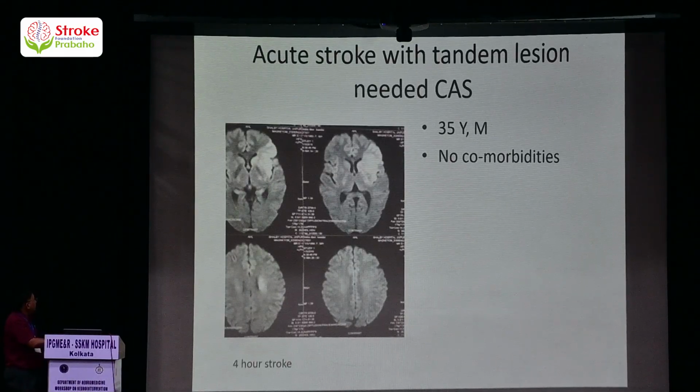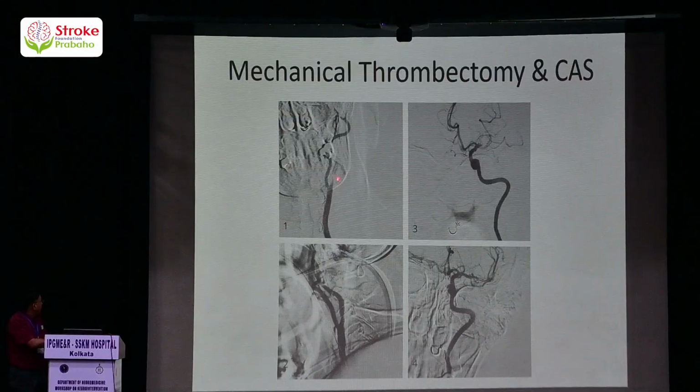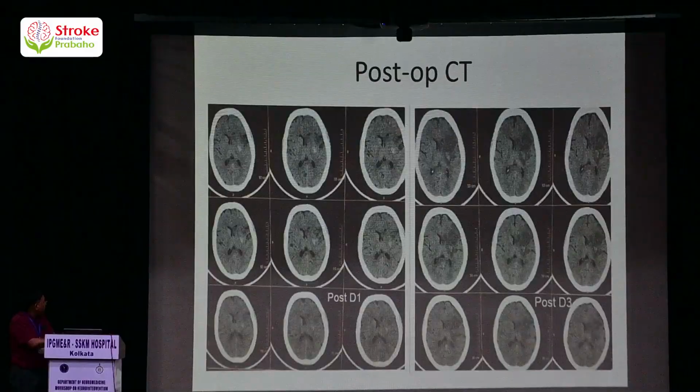So this is one of the cases, a 35-year-old male without comorbidity, and you can see the infarct in the superior division of the MCA. It is a flame-shaped dissection. The patient does not have any vascular risk factor. There is an M1 occlusion here. So here we have done angioplasty followed by stenting, as well as mechanical thrombectomy of the distal segment. This is the post-op CT.